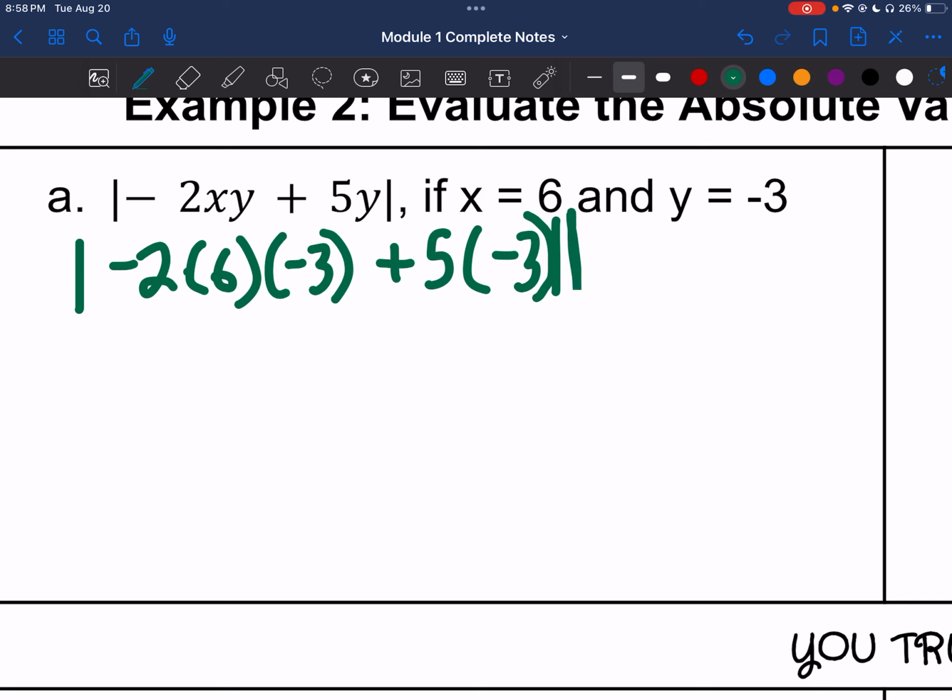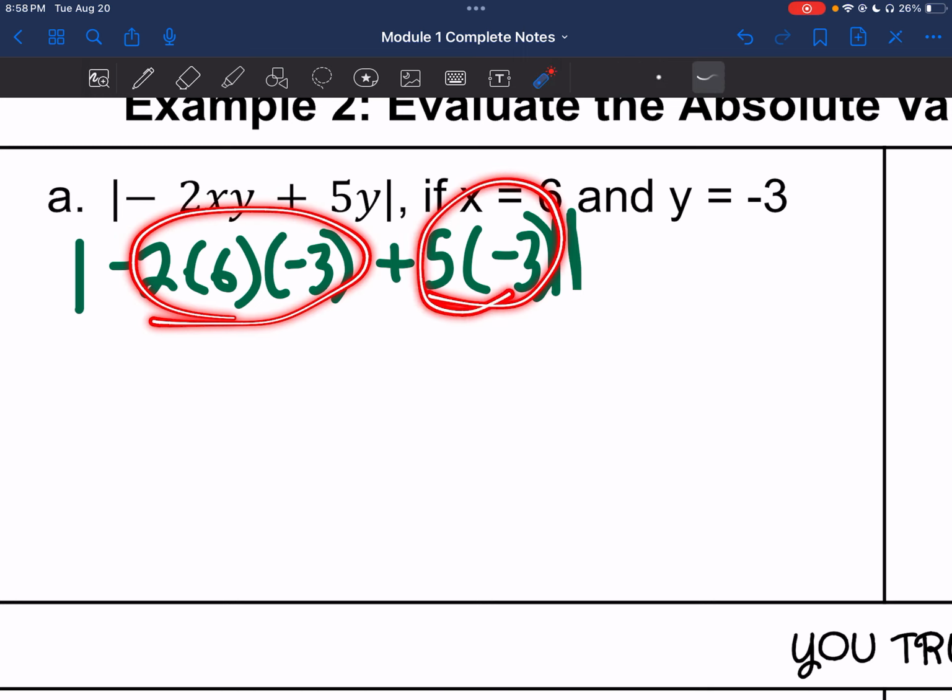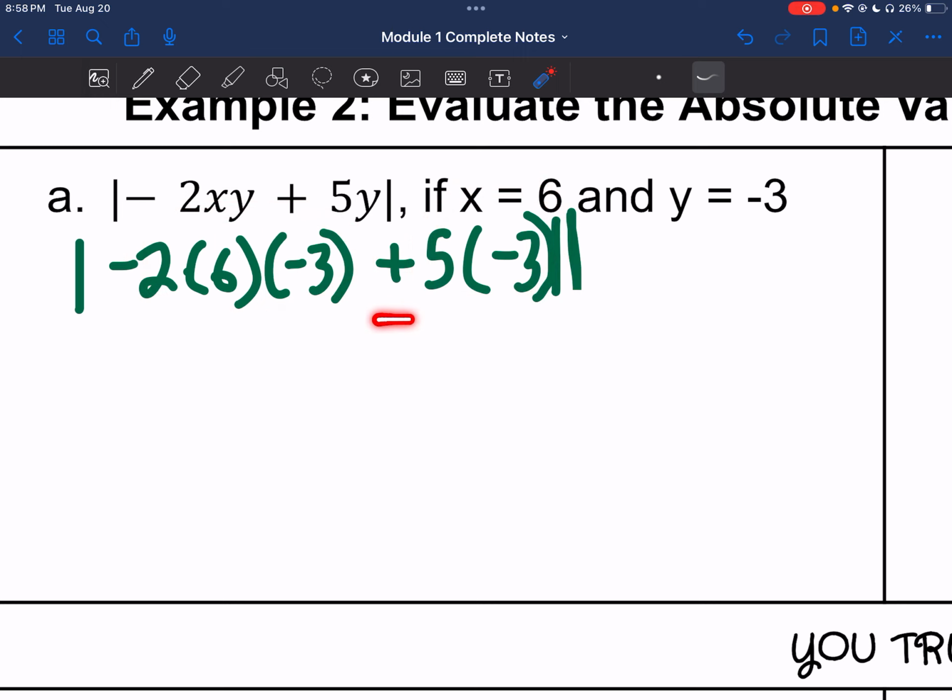So now we need to actually simplify within. Absolute value bars do count as grouping symbols when it comes to order of operations. So we need to do everything on the inside first. Now when we look inside of this, we have two pieces of multiplication that we have to do first, and then we can do the addition in between. So we still have our absolute value bars. We're going to do negative 2 times 6 times negative 3.